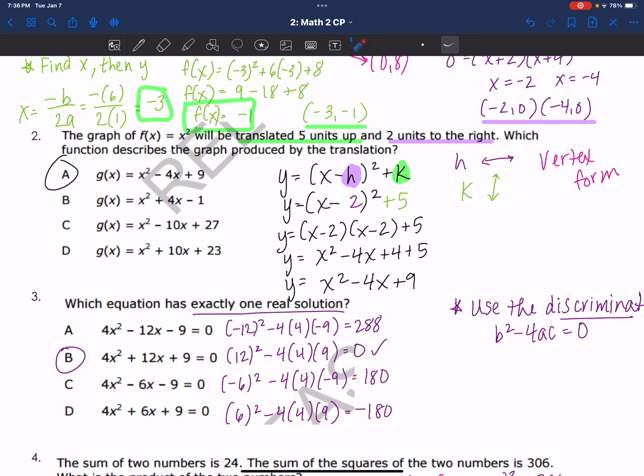All right, now number 4 is translating, and it's a system. The sum of two numbers is 24.